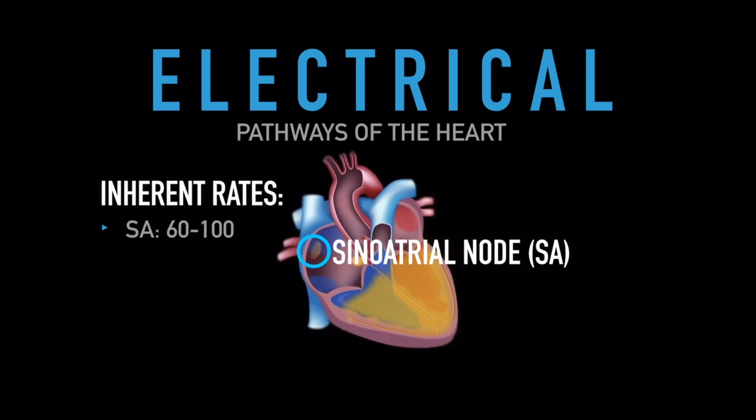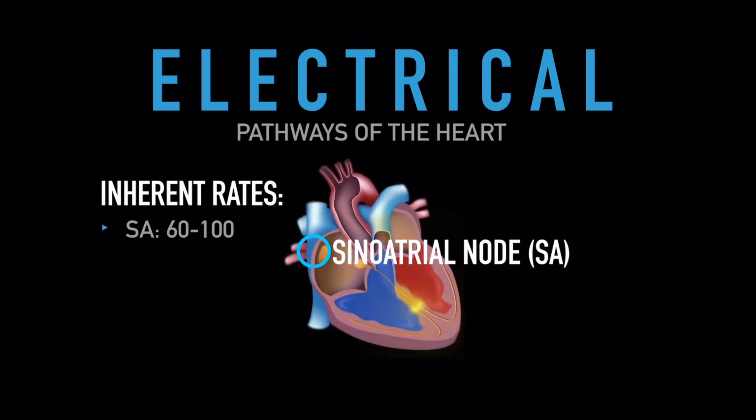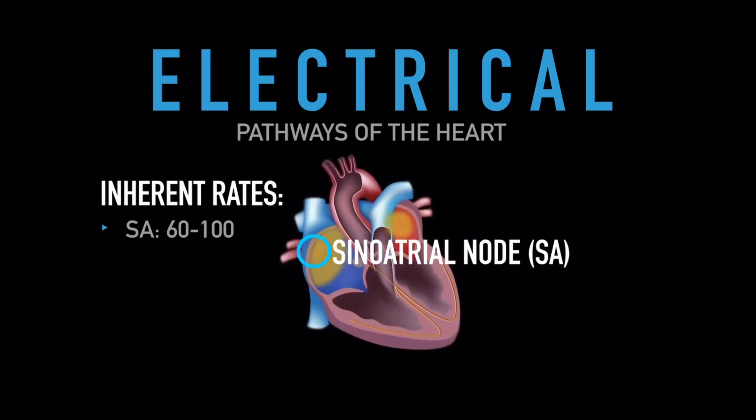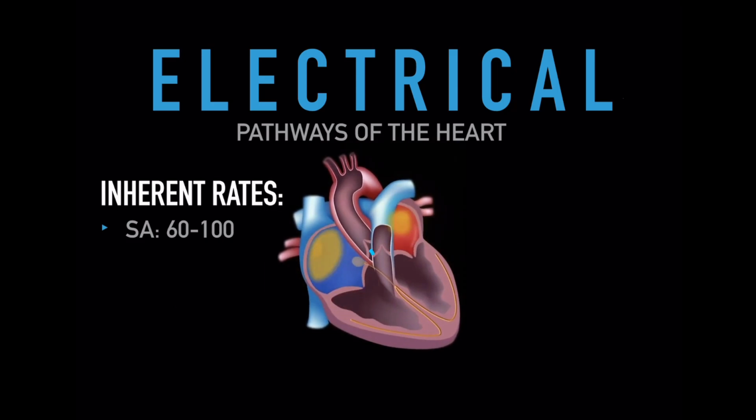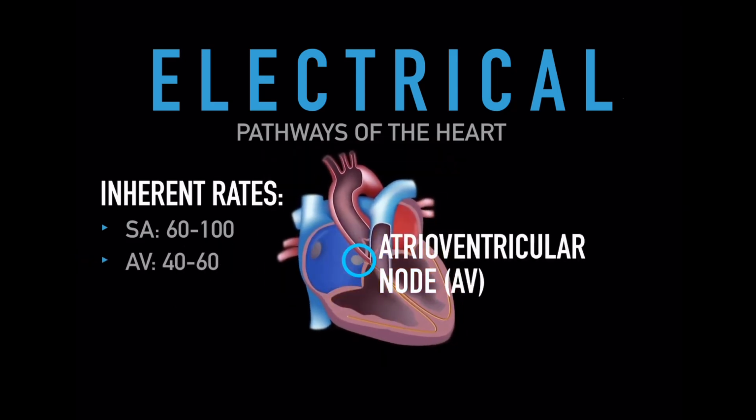The SA node's natural state of depolarization is between 60 and 100 times a second. This can be increased in times of increased oxygen demand. The electricity flows from cell to cell until it reaches the atrioventricular node.